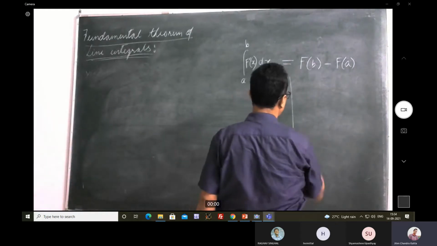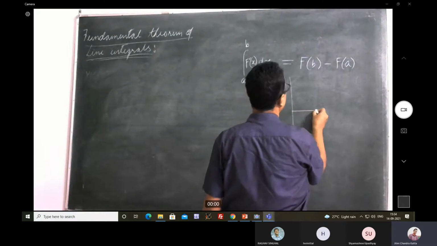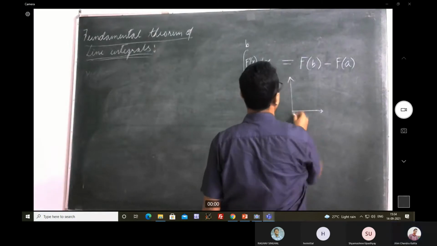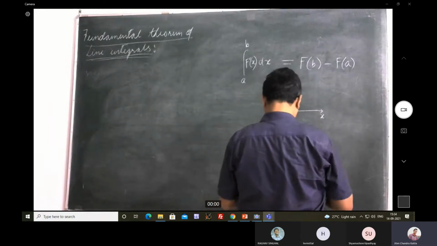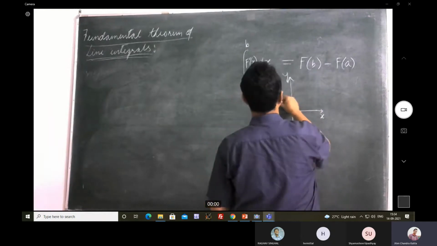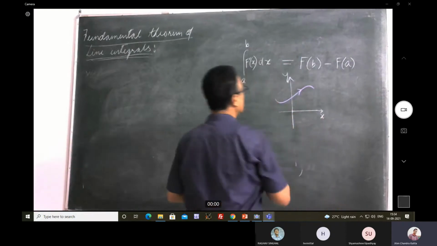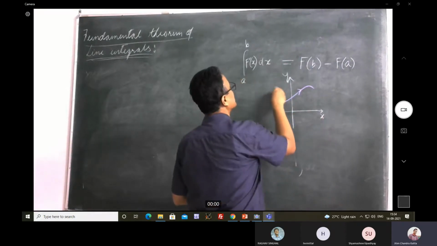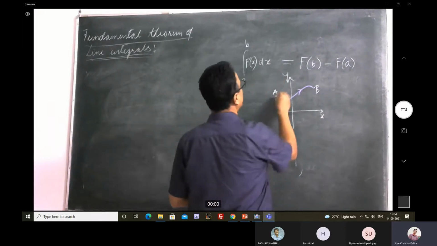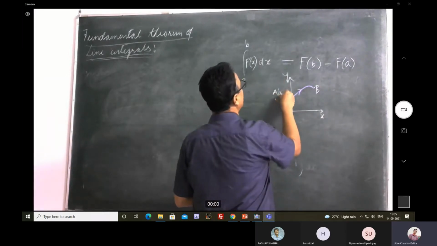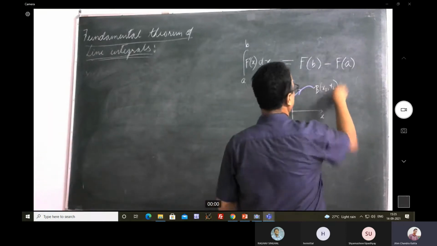Okay. So now let us consider, if you consider, say, 2D, we may define a curve C whose initial point is A and terminal point is, say, B. Okay, and let the coordinates of A be x1, y1, and let the coordinates of B be x2, y2.